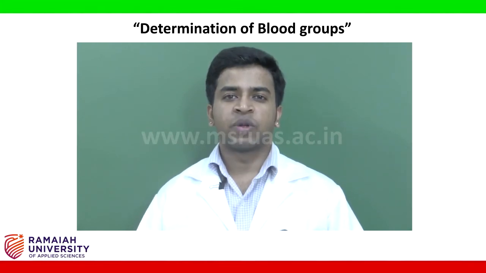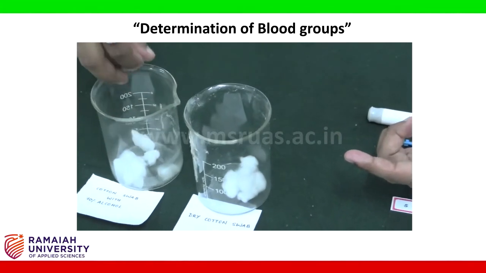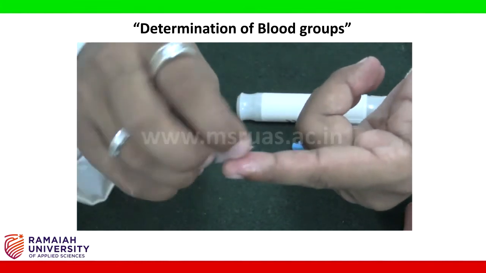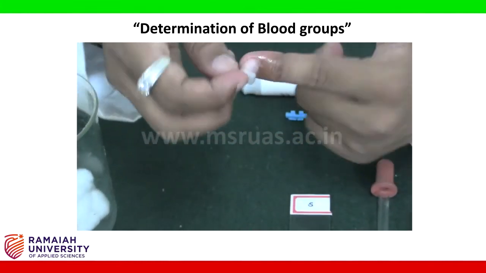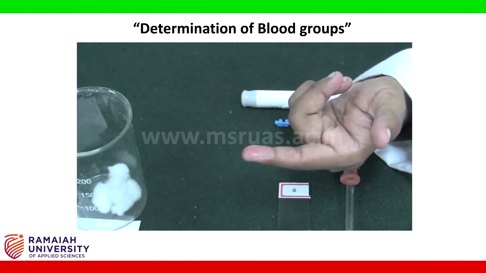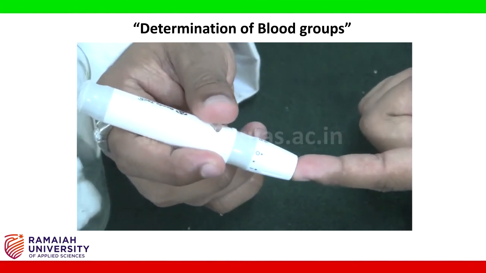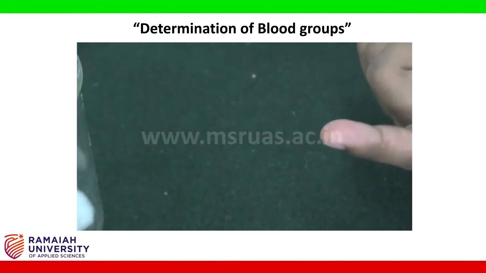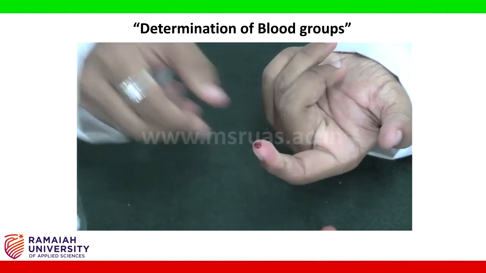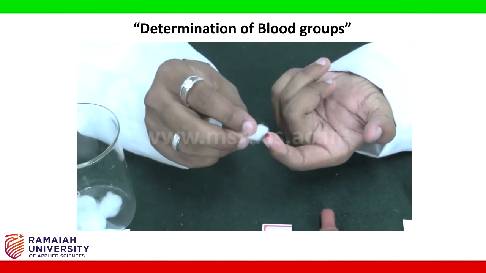Now let us start the experiment. First, sterilize the finger bulb with 70% alcohol containing cotton swab thoroughly on both the sides and allow the alcohol to evaporate. Then, using the lancet device, take a bold prick and discard or remove the first drop of blood using the dry cotton swab, as it may contain tissue fluids.